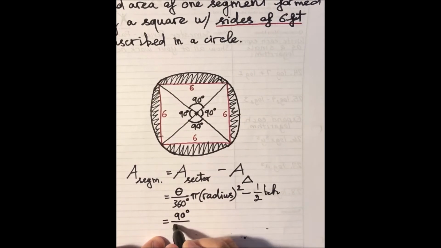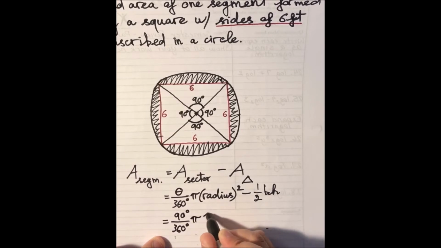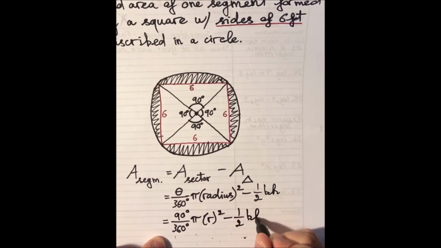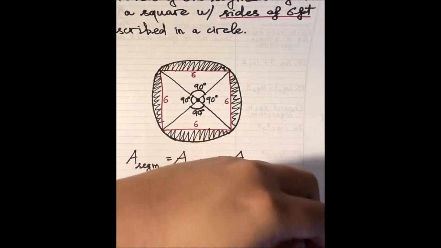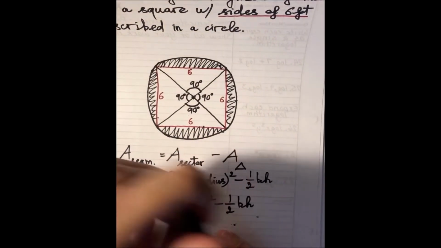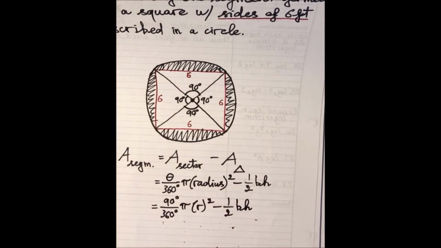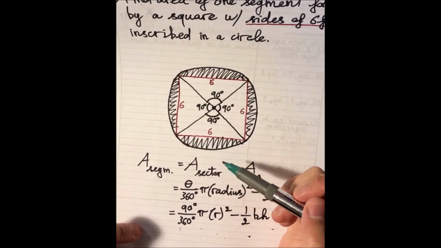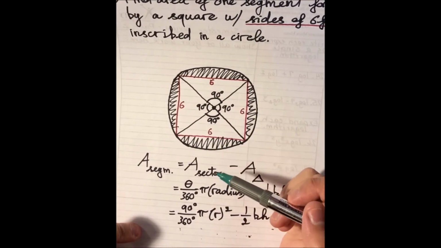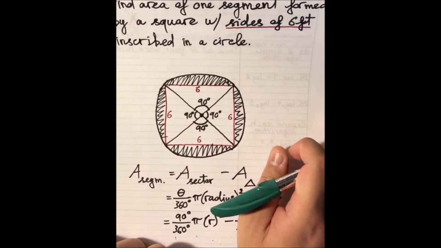So 90 degrees over 360, and then we bring down everything else. This is r squared, which is the radius squared, minus 1/2 times b times h, which is base times height. So how do we figure out the radius, the base, and the height? Well, to do that, first we select one of these 4 triangles. Either this one, this one, this one, or this one. I'm going to select the one on the right.